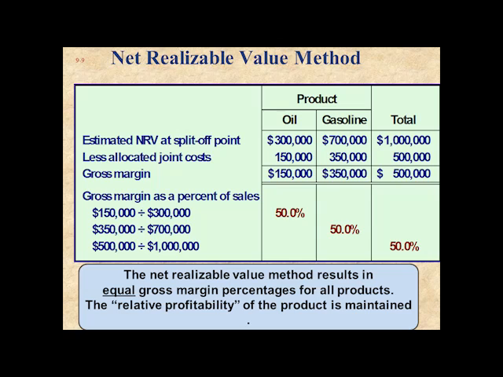Now, what is appealing to many businesses or organizations about this type of method is that it results in an equal gross margin percentage for all the products. And so the relative profitability of each of the products is maintained by doing the allocation this way. And this has a great deal of appeal. And you can see how these calculations demonstrate that continuation of the relative profitability of each of the products.